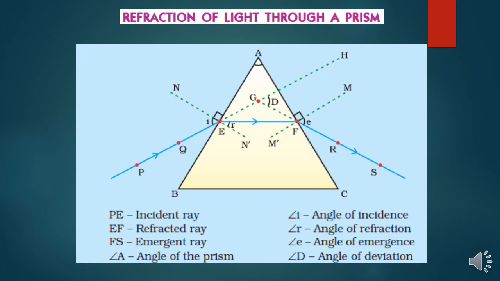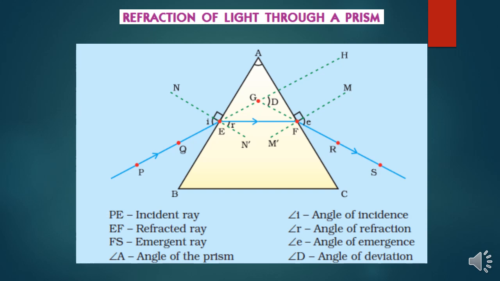Now dear friends, we already discussed refraction of light through a rectangular glass slab in the earlier chapter. So here also the rules followed will be the same. That is, when a ray of light enters from one transparent medium to another transparent medium, its direction will change, and that change in direction is known as refraction. So here also when a light enters from one medium to other, there will be refraction.